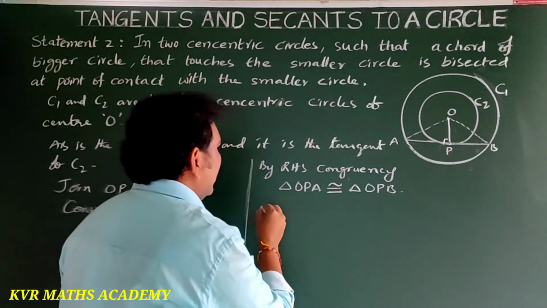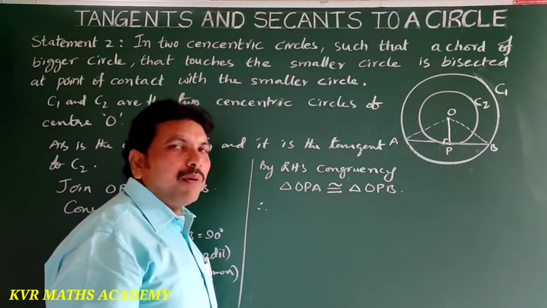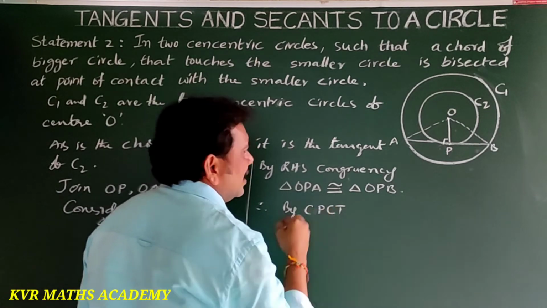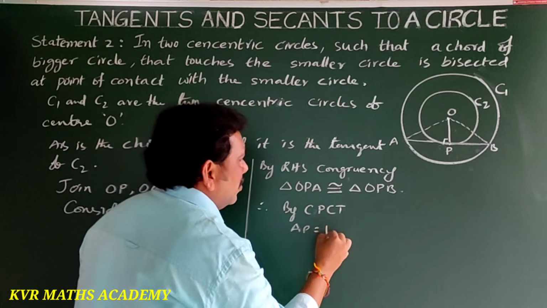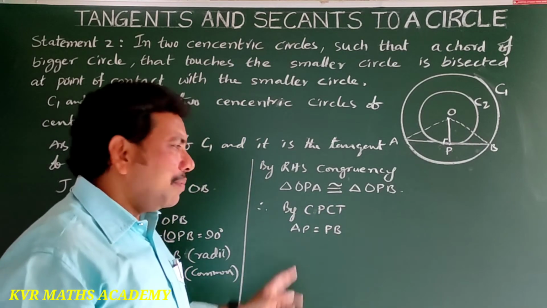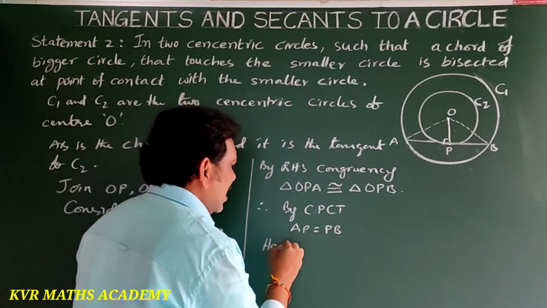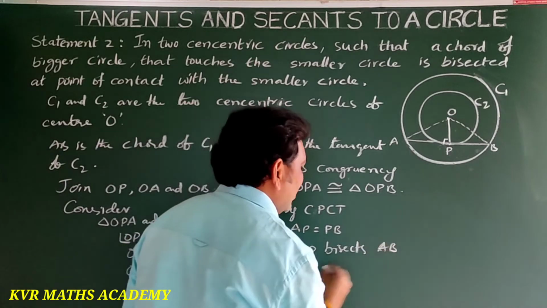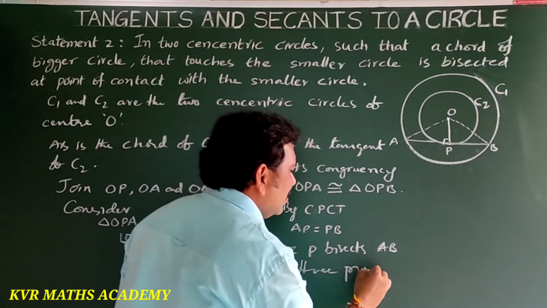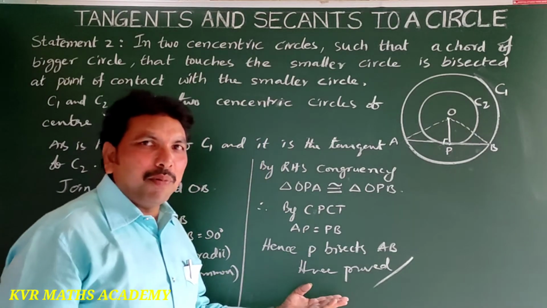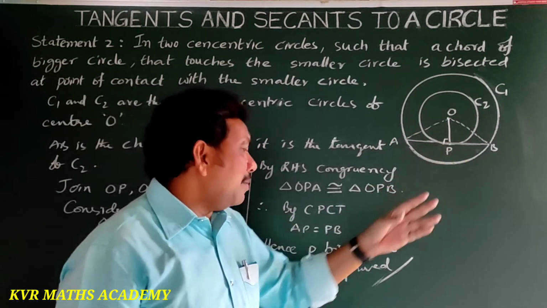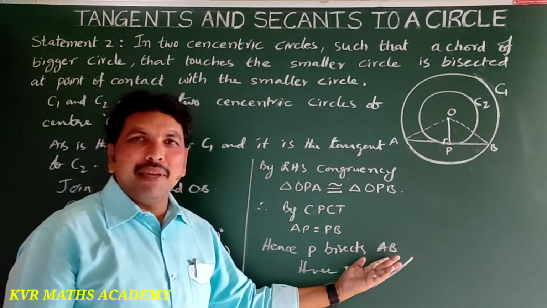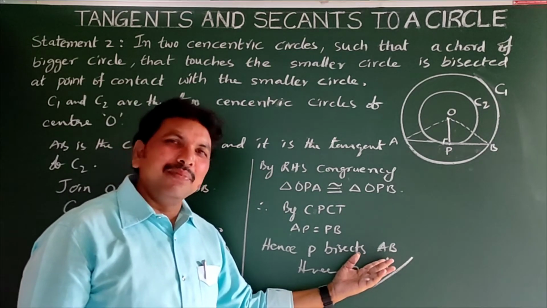Therefore, by CPCT, corresponding parts of congruent triangles, AP is equal to PB. Hence, P bisects AB. Hence proved. We have proved or not? Yes, P bisects AB. Why? Because AP is equal to PB. Understood clearly or not? Yes.